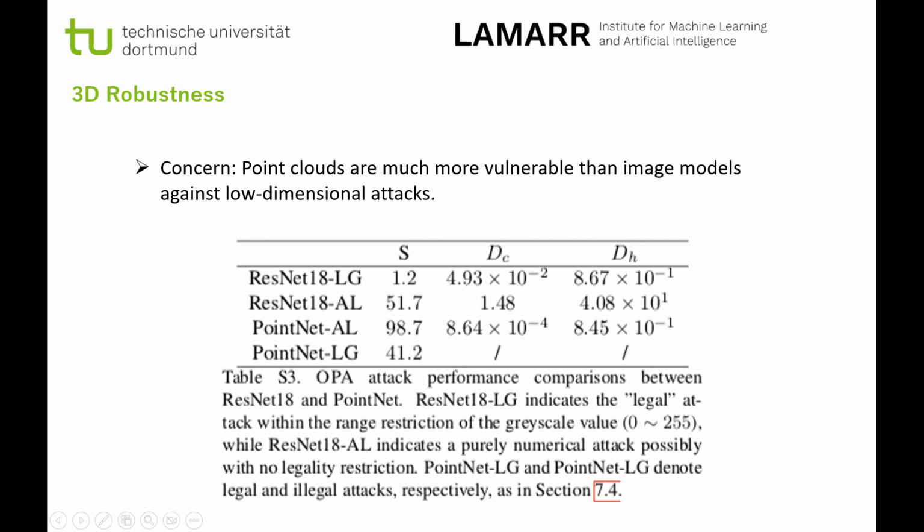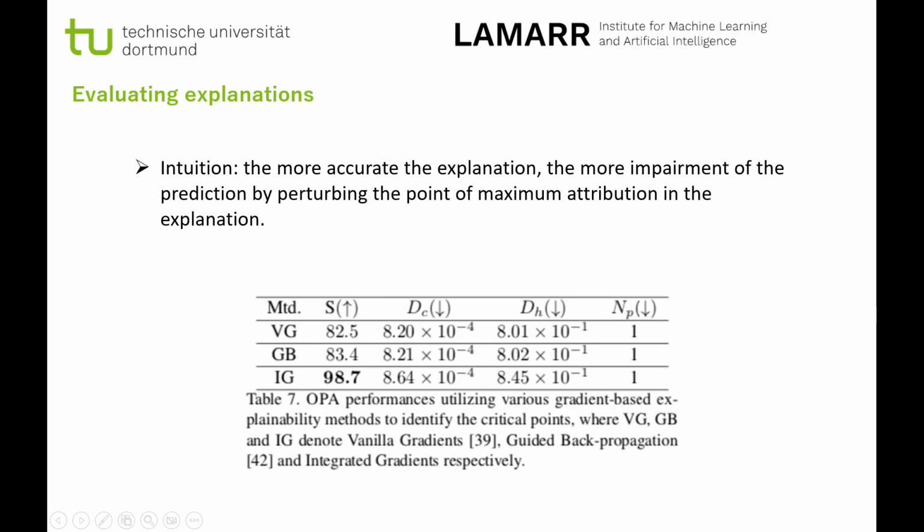Another conjecture is that the absence of multi-size convolutional kernels like in image networks weakens the point-wise correlations. We perform the same attack on images, but the result shows that their stability is much stronger than point cloud models. On the other hand, the attack can be regarded as a measurement to evaluate the explanations. Intuitively, if the explanation is more plausible, the more accurate the critical points are located, and therefore the higher success rate the proposed attack should achieve.